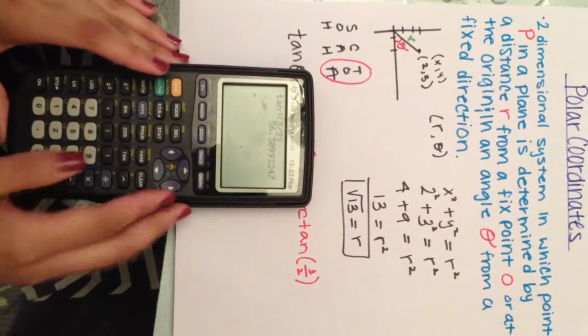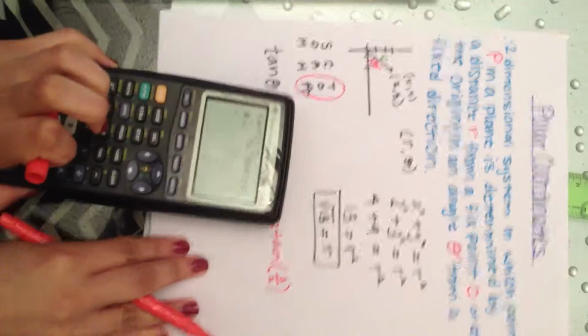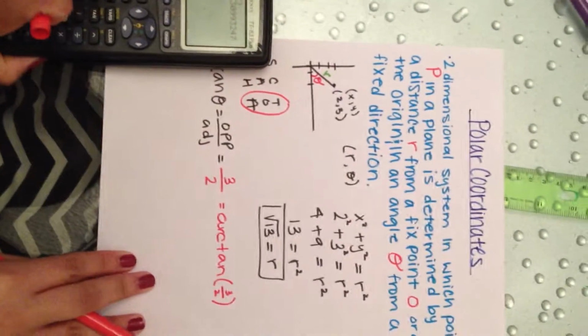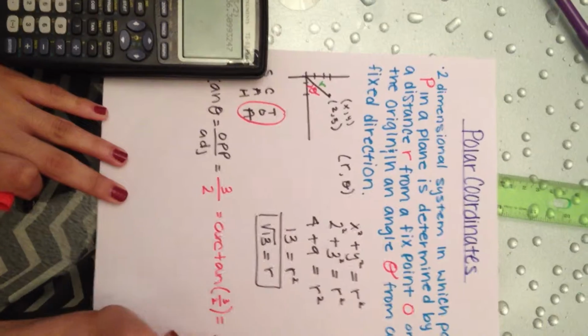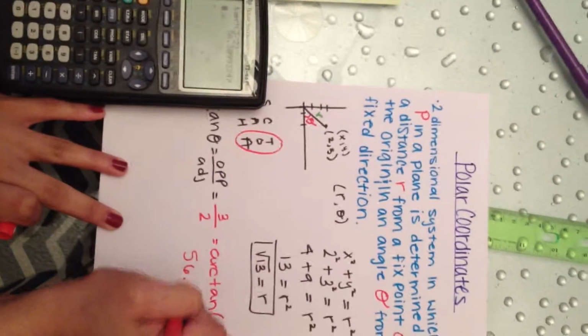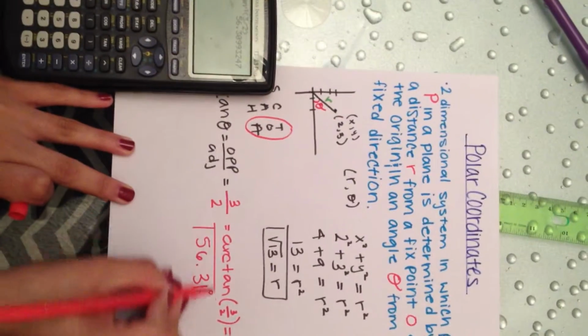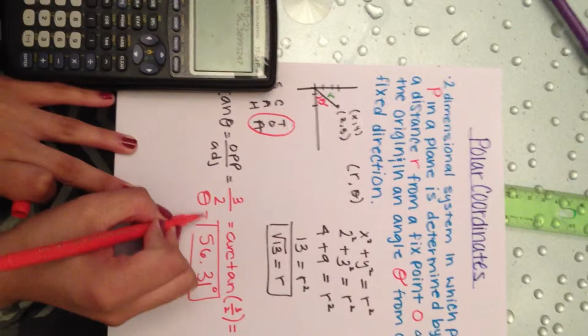Enter. It's going to give us our radians, which in this case is degrees, I'm sorry. Our answer is 56.31 degrees. And this is our theta.